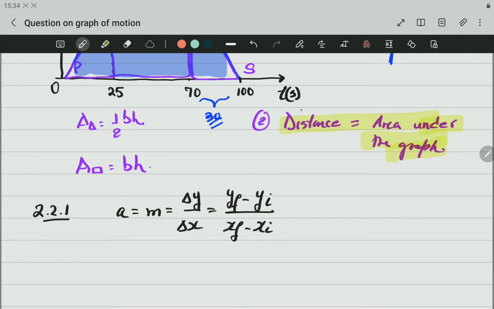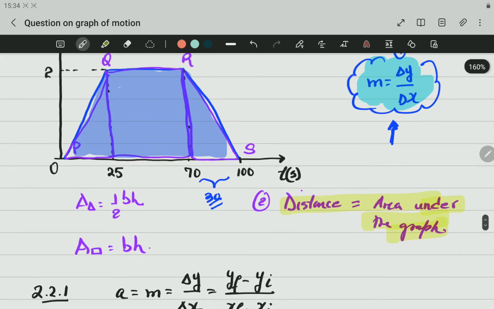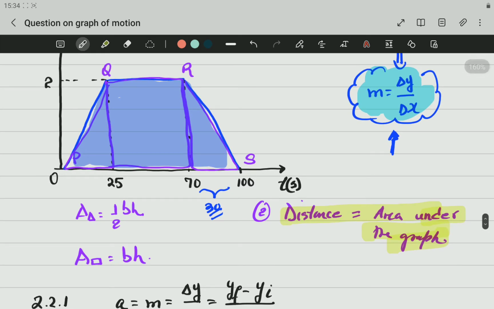Okay, so we know the acceleration is going to be equal to the gradient. This M is for gradient and is equal to change in y divided by change in x. We are for the last 30 seconds. So in this case, here the final y will be this number here, which is 0. And if you go to initial y, it is all the way this one, it is going to be 2. So the initial y is equal to 2.